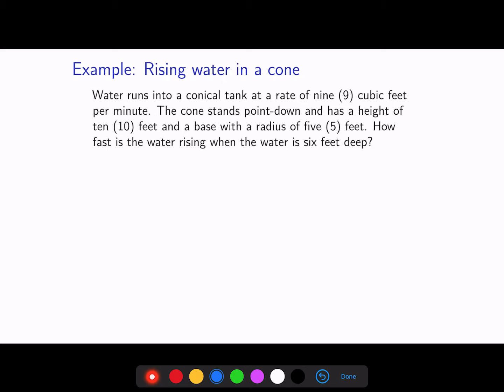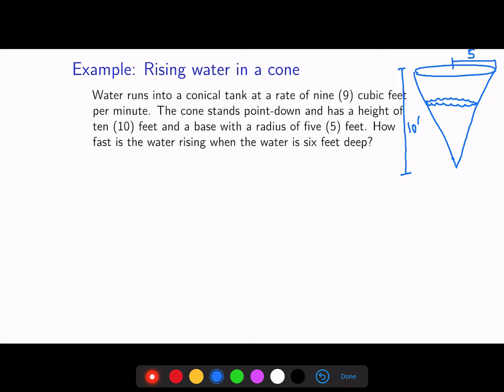Let me draw a picture of what's happening here. We've got a cone, point down. So I'm going to sketch it in perspective here so it looks three-dimensional. You can see what a cone looks like. Water's flowing in at a rate of 9 cubic feet per minute. I'm not going to draw the water, except maybe I'll say, hey, there's some water in the cone. The cone is 10 feet deep and has a base with a radius of 5 feet. So that's this top end here. This is the base, and it has a radius of 5 feet.